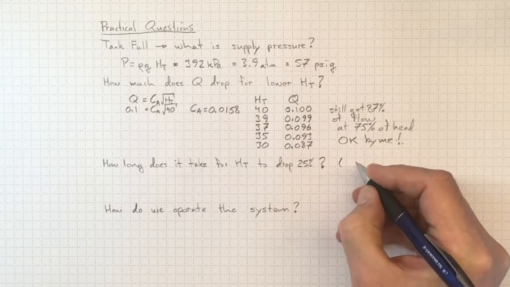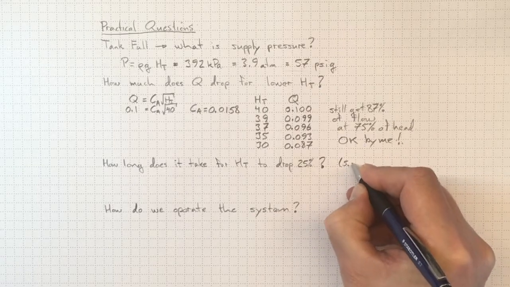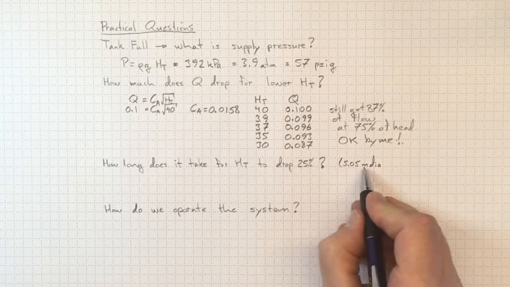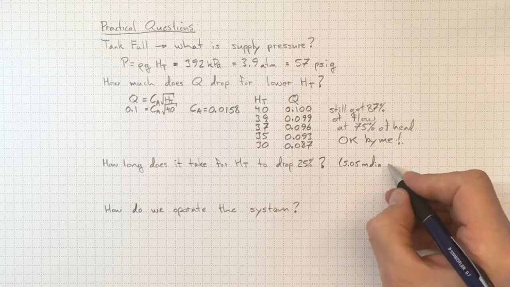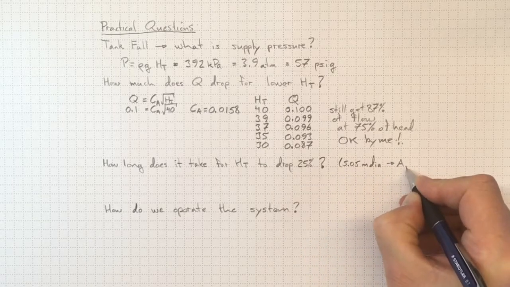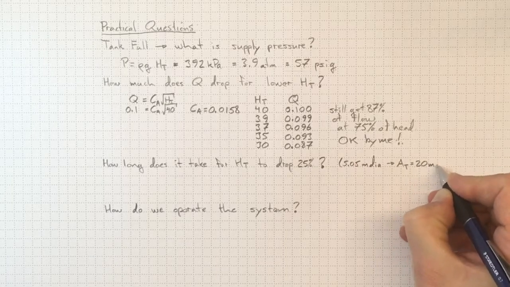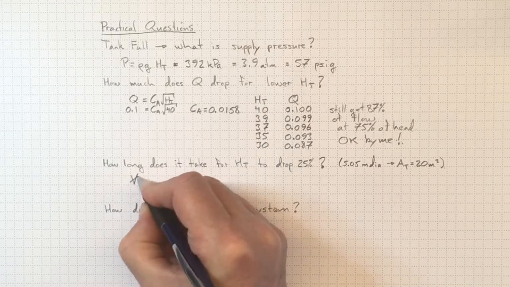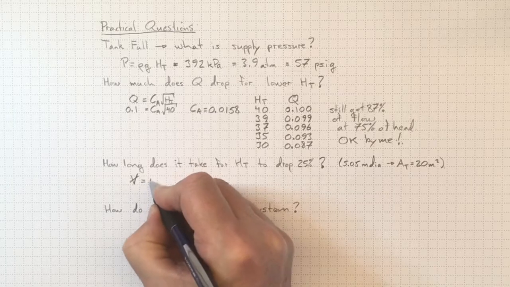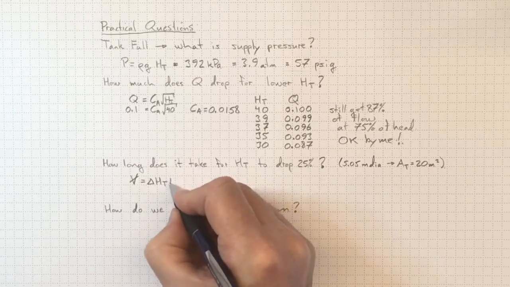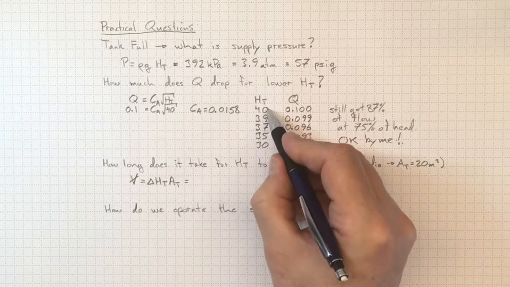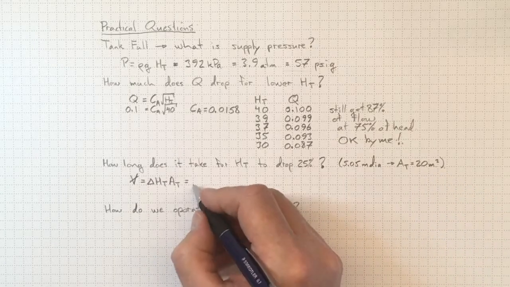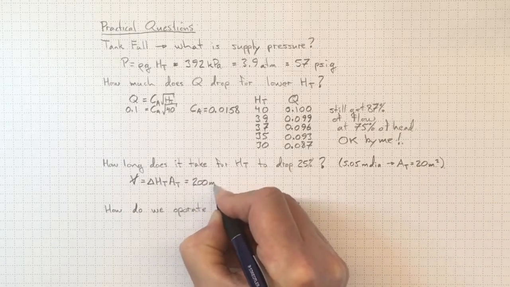So we need to know what the diameter of the tank is, and I arbitrarily said it might be about 5 meters in diameter. And I picked this number because when I multiply pi d squared over 4, I get a cross-sectional area for the tank of a nice round 20 square meters. So it makes it easy to do the math. So the volume that has to flow will be the change in the height of the tank times the cross-sectional area of the tank. So if it's going to drop by 10 meters and it's got a 20 square meter cross-section, then that'll be 200 cubic meters.